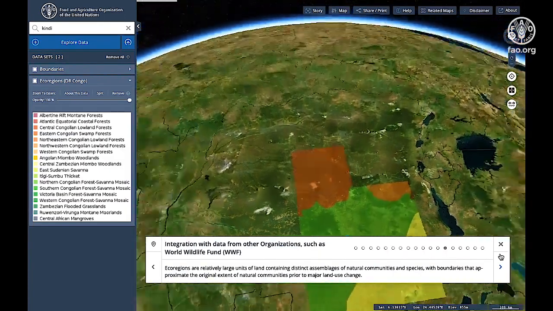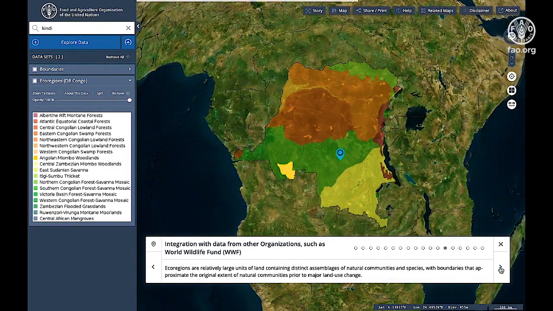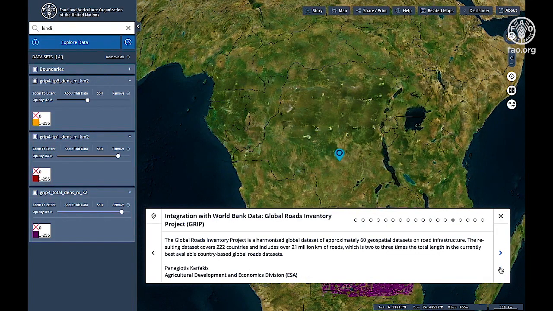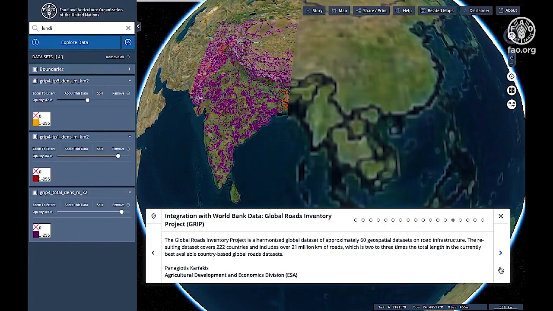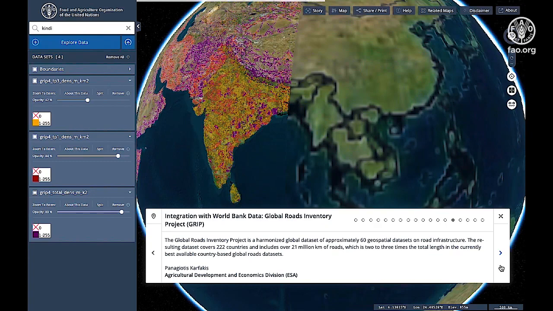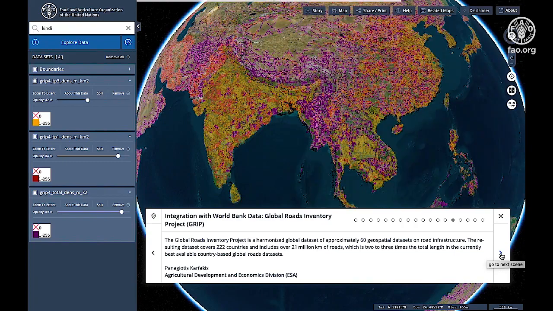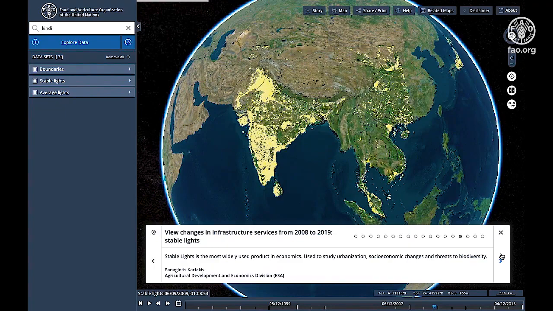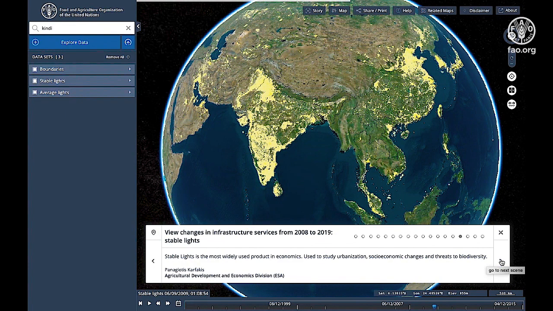The platform includes integration with data from other organizations, such as the World Wildlife Fund. Here you can view ecoregions. Integration with World Bank data also provides access to many new data sets and information. For example, the Global Roads Inventory Project, which is a harmonized global data set of approximately 60 geospatial data sets on road infrastructure. View changes in infrastructure services from 2008 to 2019.